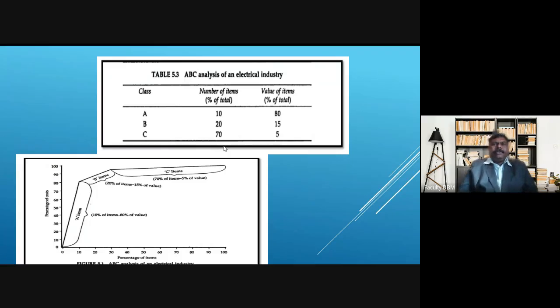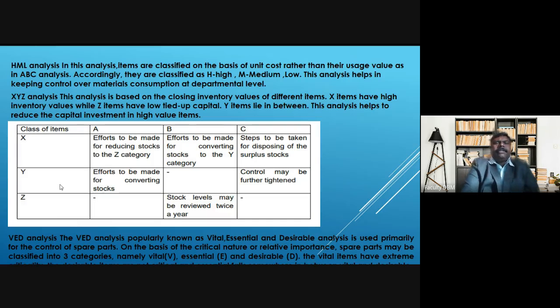You can see this slide, ABC analysis of an electrical industry. The percentage of number of items is 10%, 20%, 70%, and the value of items is 80%, 15%, 5%. So in this graph you can see ABC analysis of an electrical industry: 10% of items account for 80% of value, and 70% of items account for a small percentage of value. Like this we are going to divide the classification, and then we have HML analysis.